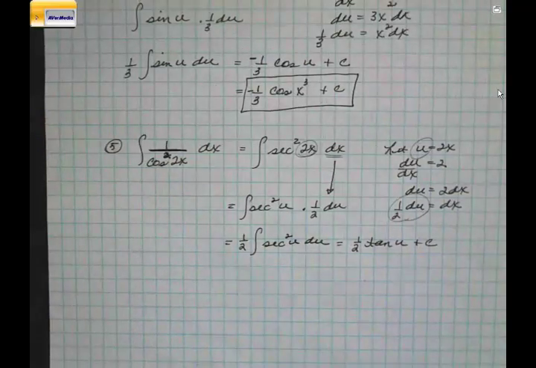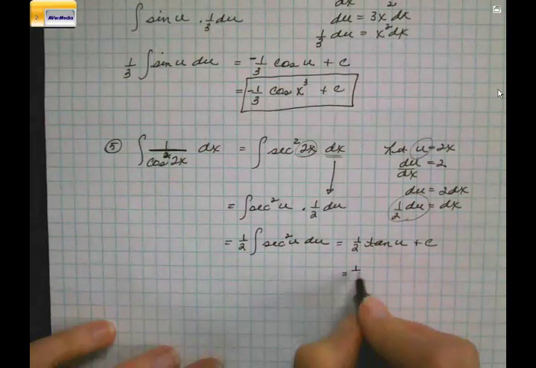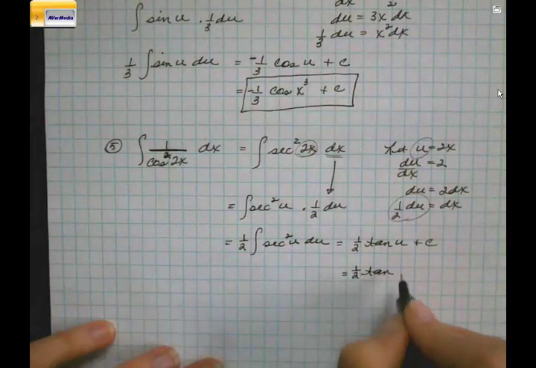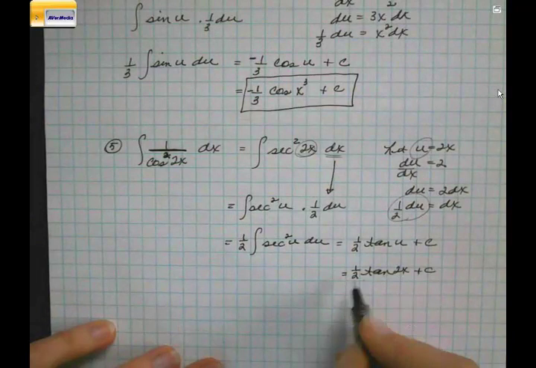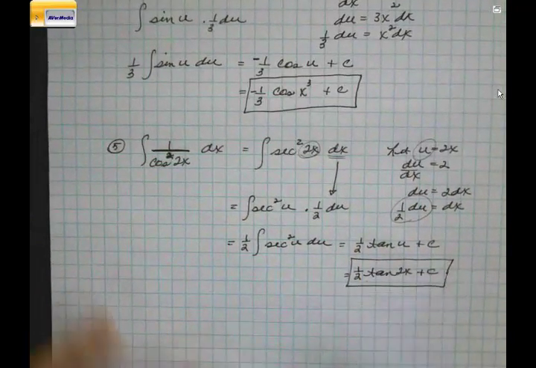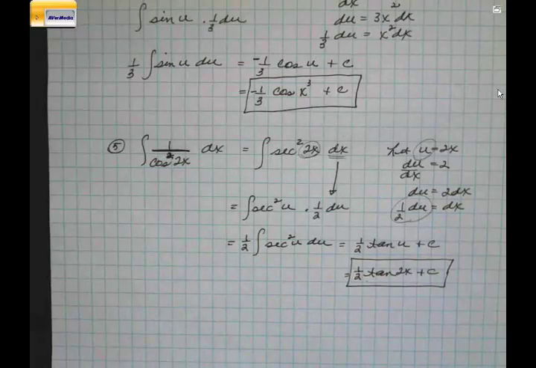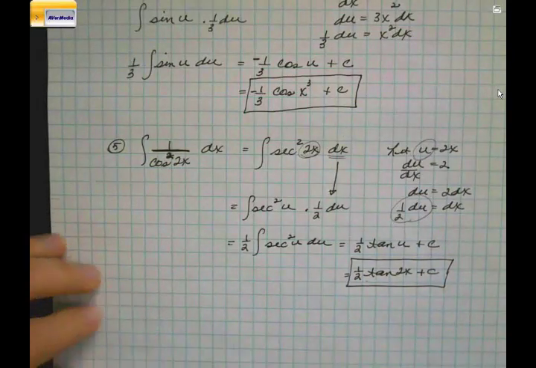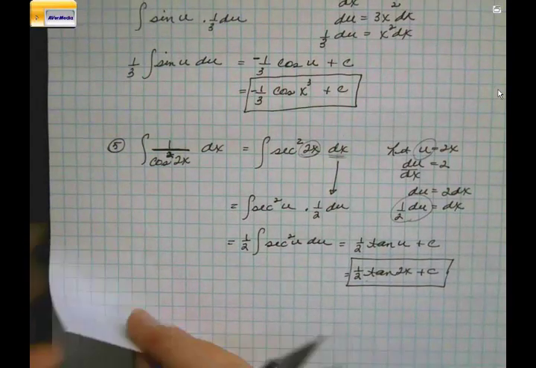We've integrated. Now we've got to get this variable back to x. So replace that u with 2x, and you have integrated a pretty complex trig function by the method of substitution.